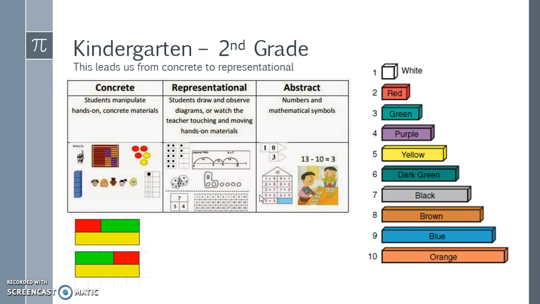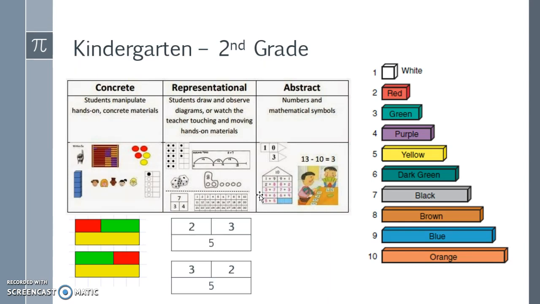This leads us from concrete to representational. So in kindergarten through 2nd grade, as we are moving through here, it sets us up for our later grades. Right now, we're using manipulative hands-on concrete materials. Soon, we'll be using the representational of a part-part-whole chart, where on the top we have 2 plus 3 would give us our whole of 5, or 3 plus 2 gives us the whole of 5, or even using number lines. Then finally, this leads us to the numbers and mathematical symbols of writing out the addition statement that 2 plus 3 is 5 and 3 plus 2 is 5.